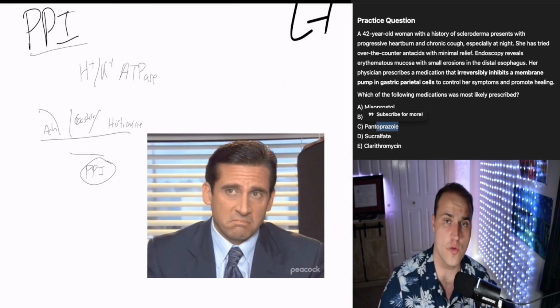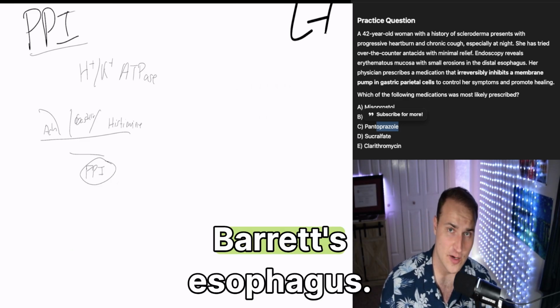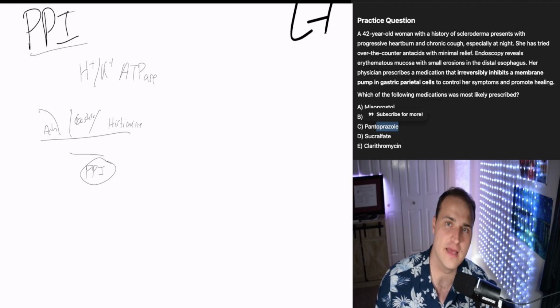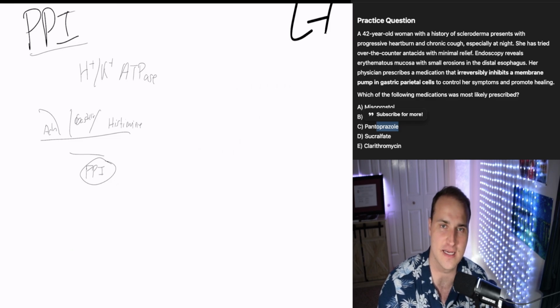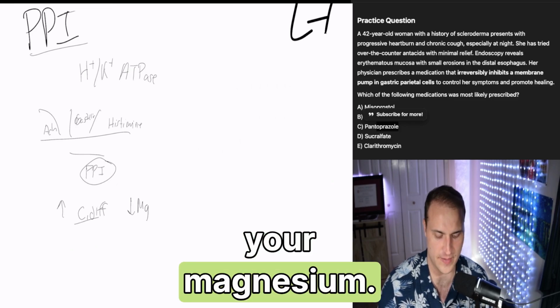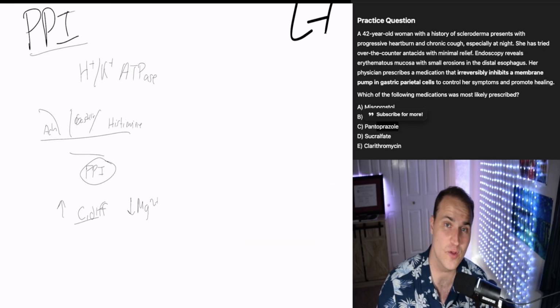They say, nope. Some associations you need to know about with these PPIs are Barrett's esophagus, that's intestinal metaplasia due to the chronic reflux. You have constant acid injury, and that'll stimulate the columnar metaplasia. Also, chronic PPI use increases your risk for C. diff, and it also decreases your magnesium. That's because hypochlorhydria alters the gut flora and magnesium absorption.